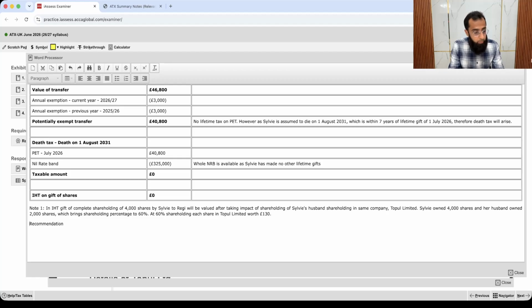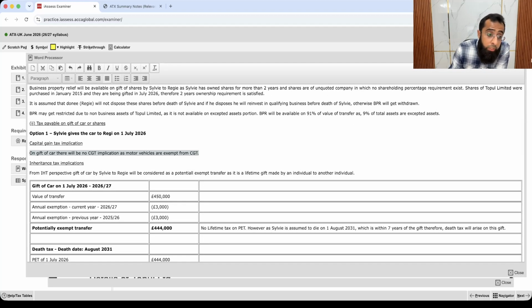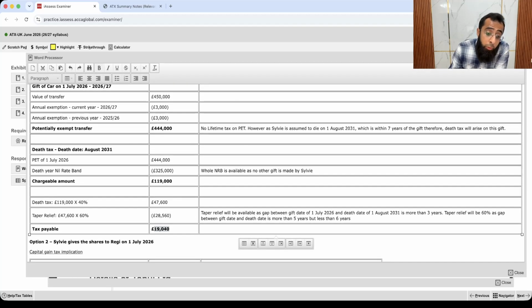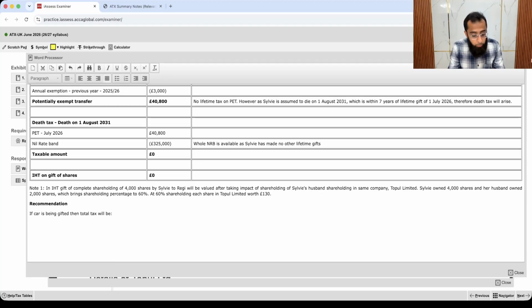Okay. If the car is being gifted, then what will the total tax be? In case of the car there was no CGT, but in case of gift of the car, IHT was £19,040. So if the car was gifted, the total will be £0 in CGT and £19,040 in IHT.